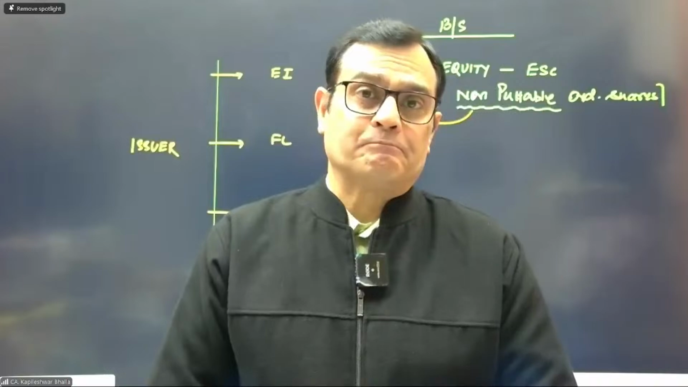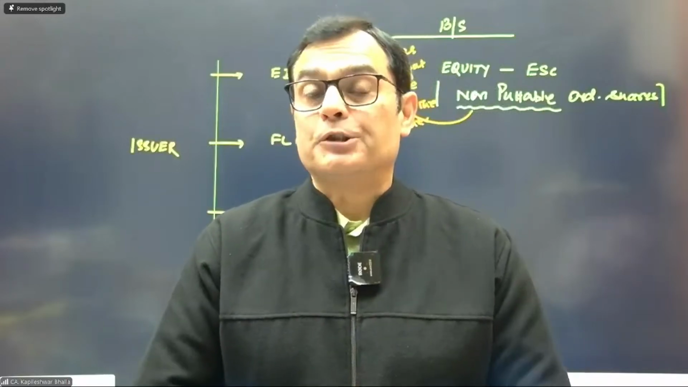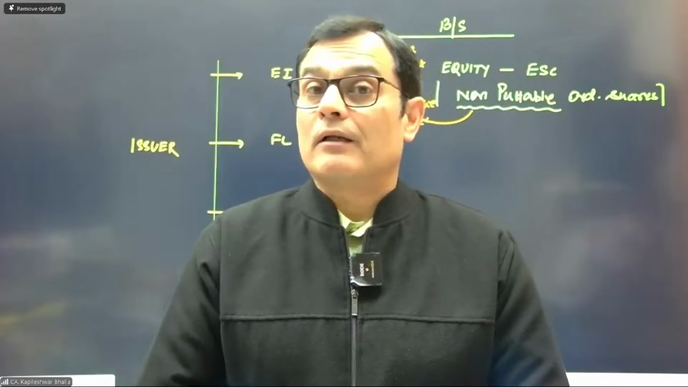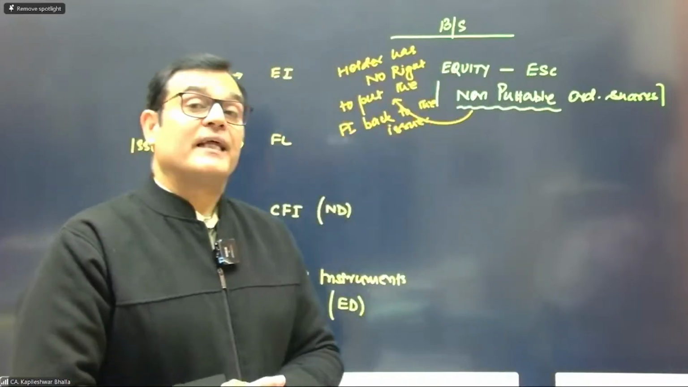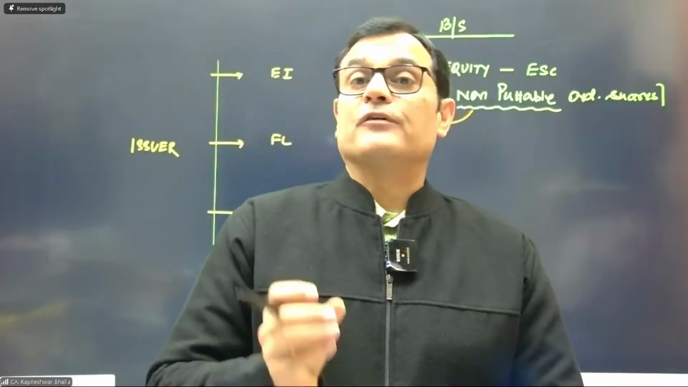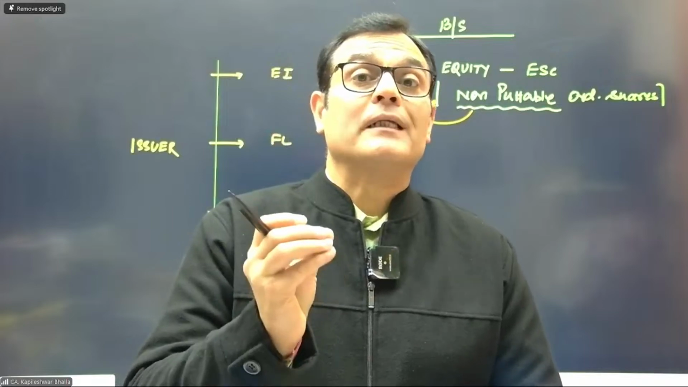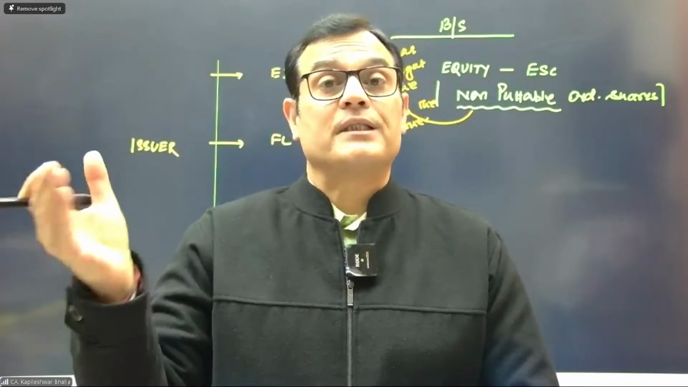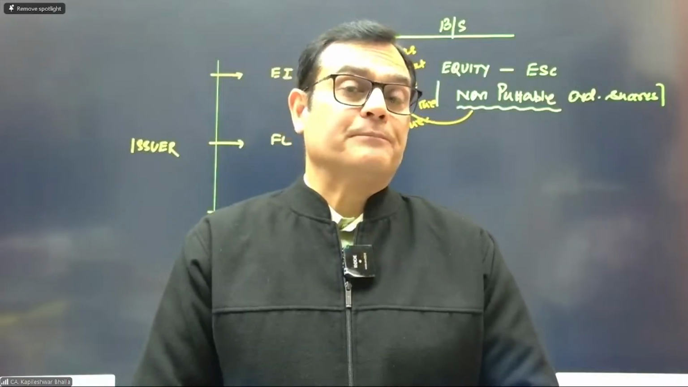You got my point, correct? If there are ordinary shares which are puttable in nature, where the holder gets the right to put the instrument back to the issuer, they are going to be called a financial liability. I'll put it again: if a company issues ordinary shares which are puttable in nature, where the holder gets the right to put the instrument back to the issuer, it is a financial liability.